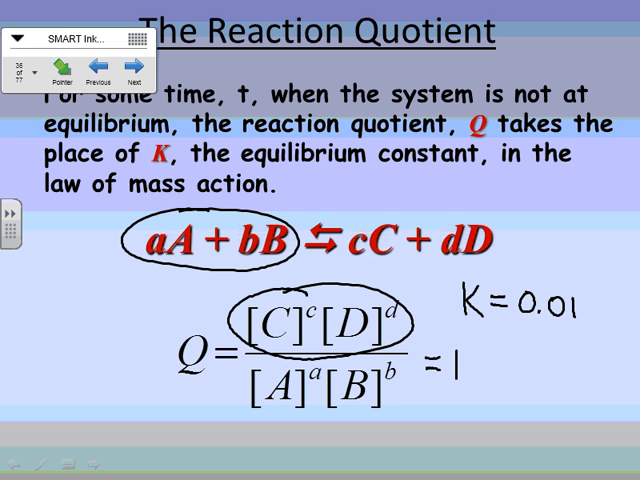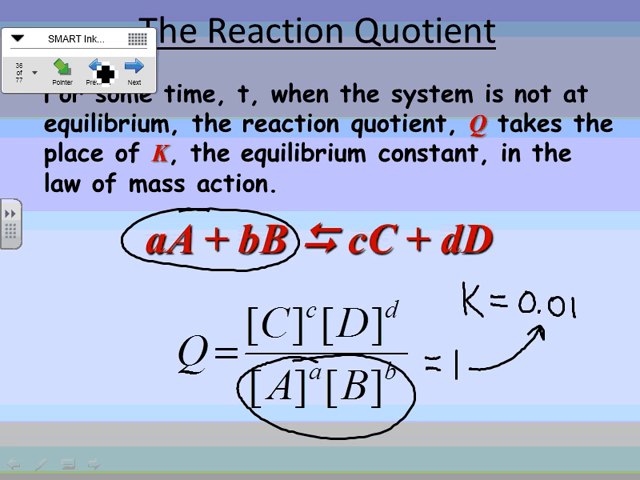Okay, now remember, we've got to go from this to this, right? So this number actually has to get smaller for us to get to equilibrium. Does that make sense? We're at 1 now when we divide all of these. We need to get to 0.01. So what that means is, what actually needs to get bigger or increase in concentration is our reactants, right? As this denominator gets bigger, this number is going to get smaller until we get to K. Does that make sense?